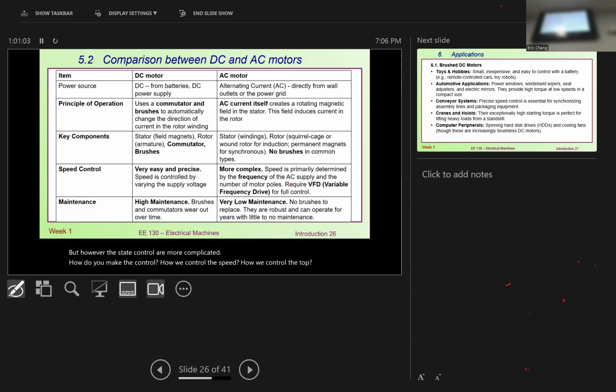AC motor is governed by frequency. Our power point here is 60 Hertz, so naturally the motors themselves run at 60 Hertz. But if we want to control motor speed from 0 to 60 Hz, then we need some control circuitry.